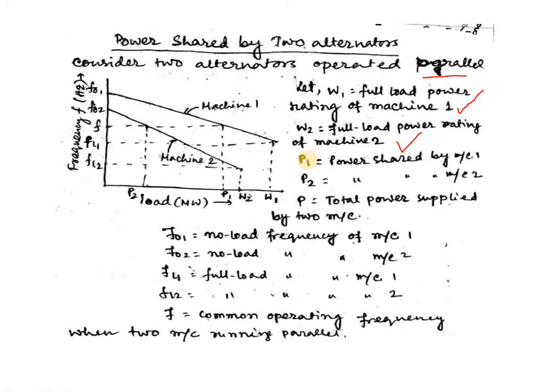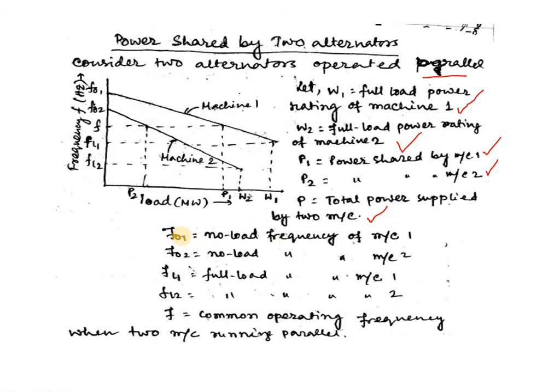Now let P1 be the amount of power shared by machine 1 and P2 the amount of power shared by machine 2, that means alternator 2. And P is the total power supplied by the two alternators.